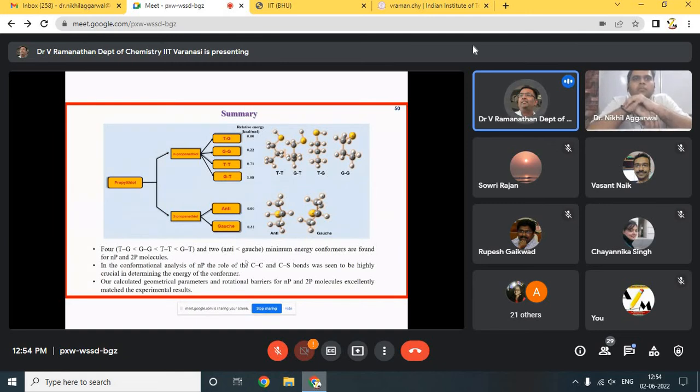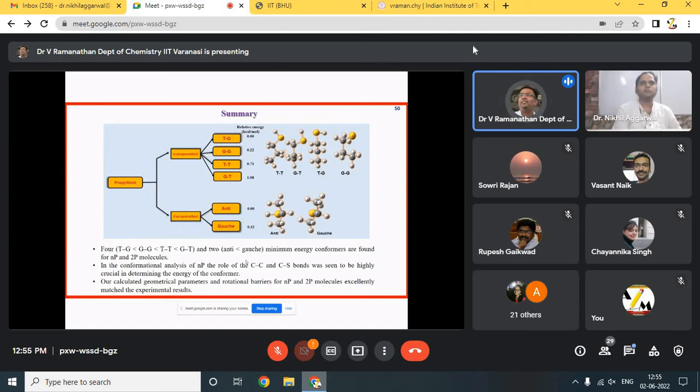So in summary, for the 1-propane thiol molecule, you have 4 different conformers, and the order in which these 4 conformers increase in energy is TG, GG, TT, and GT. And the 2 conformers in the case of isopropane thiol are anti and gauche, with anti as the minimum energy conformer.